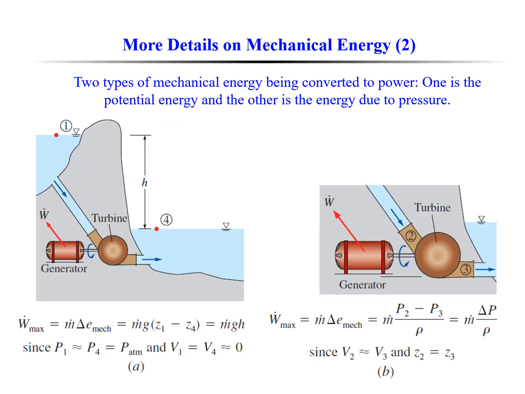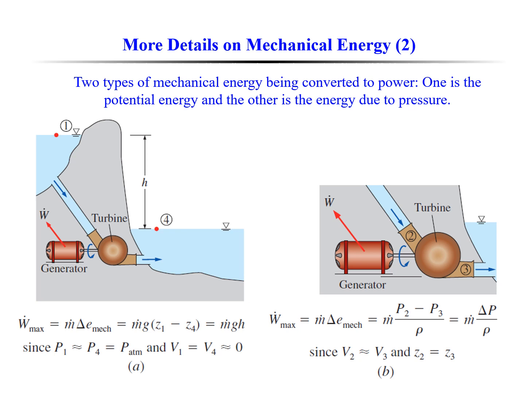This slide shows two different ways to calculate the power from a hydraulic power plant. In the first one, points 1 and 4 are taken as the reference. On the free surface, the pressure is the same as the atmospheric pressure, and the flow velocity can be ignored. Therefore, the maximum power will be m dot times g times h.